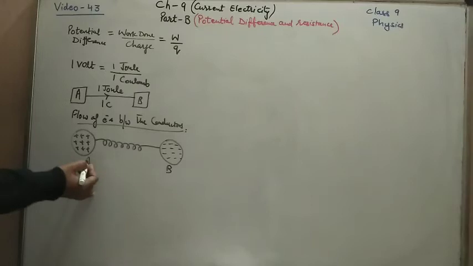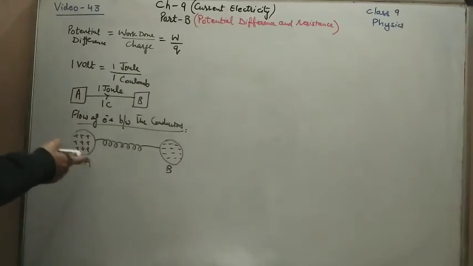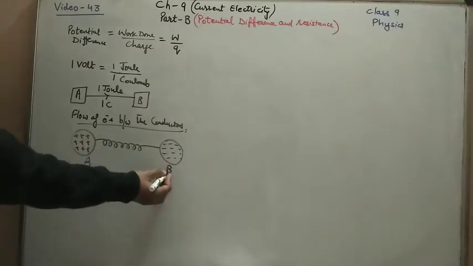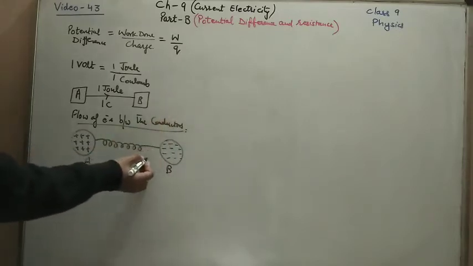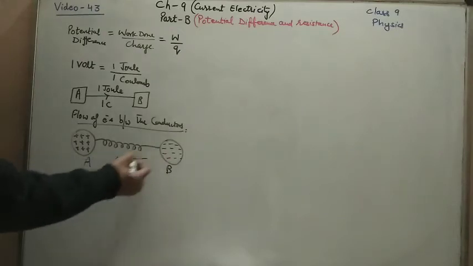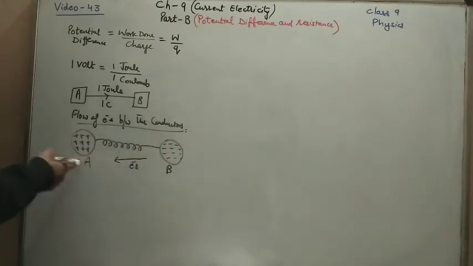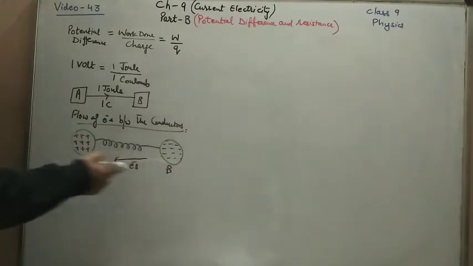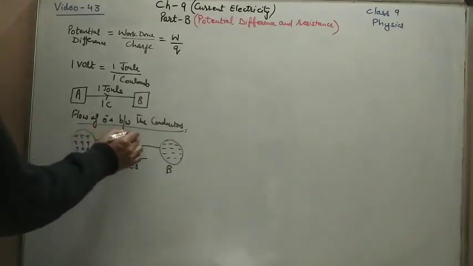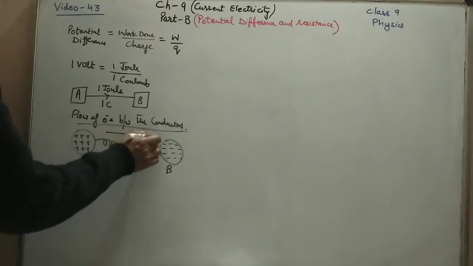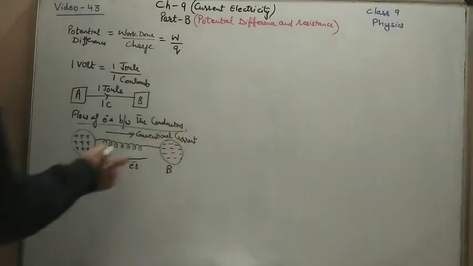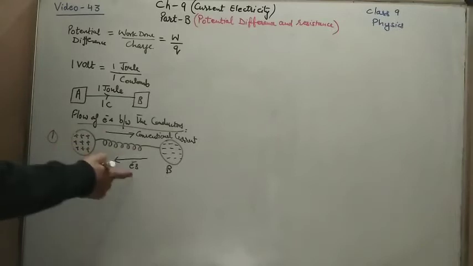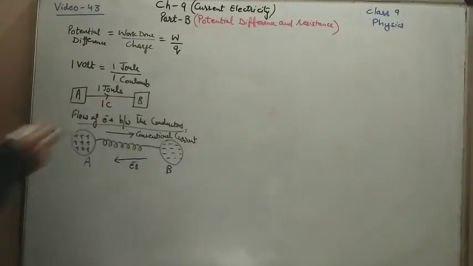Positively charged body A means this A body is having a deficiency of electrons, and B body is already negatively charged, meaning it has an excess of electrons. So electron flow will take place from high concentration of electrons towards low concentration of electrons, that is from B to A. And the conventional flow of the current will be opposite to the flow of electrons. It will be from A to B.